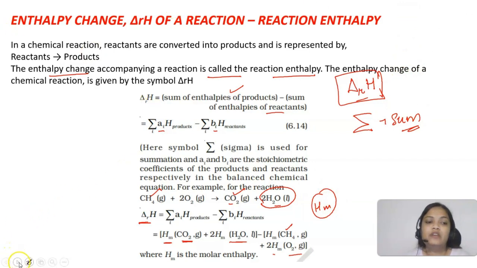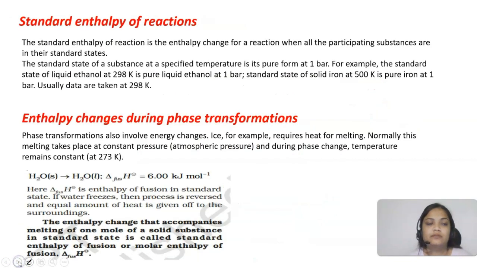So this is how we can find out the enthalpy of the reaction. Now you need to understand what we mean by standard enthalpy of the reaction. Like enthalpy of reaction, we have understood, right? Standard enthalpy means the enthalpy change for the reaction when all the substances are in their standard state. Okay, standard state means in its pure form at 1 bar.